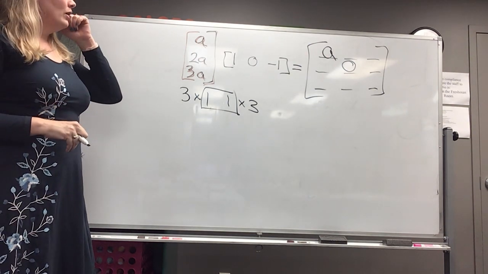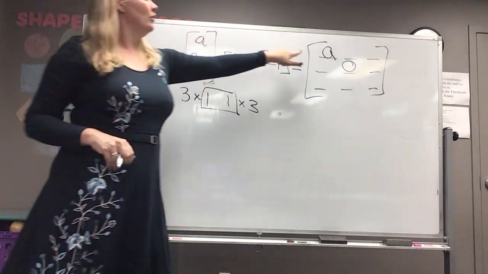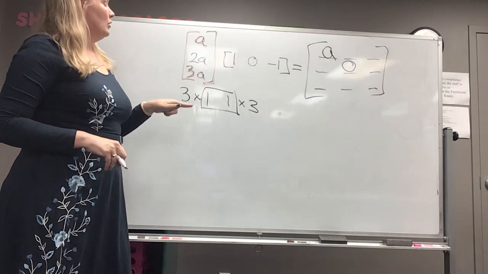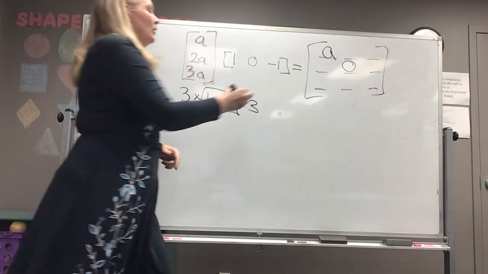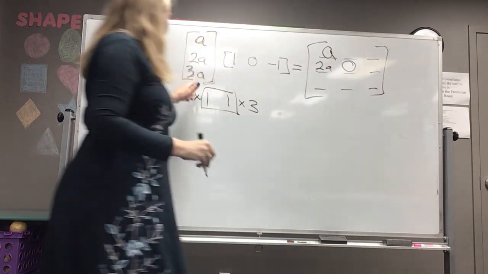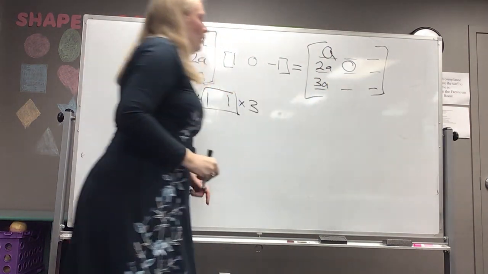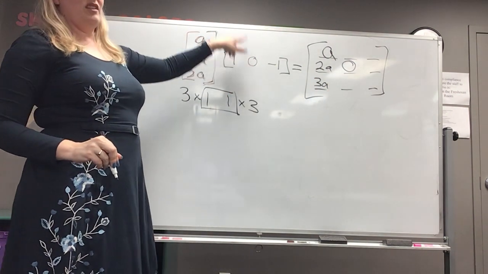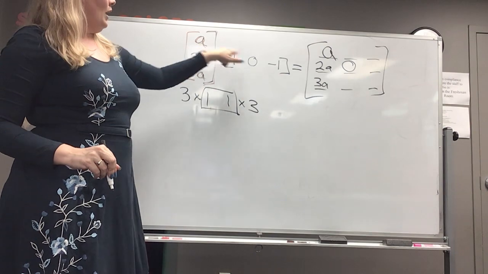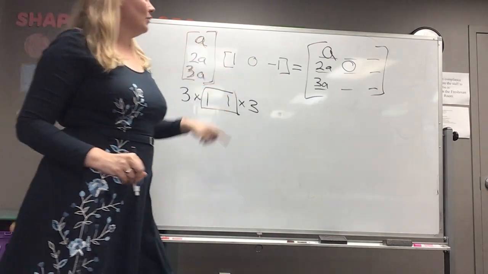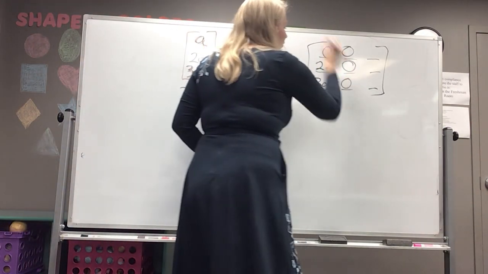So going very quickly, first row, first column, times 1. Second row, first column, 2A. Third row, first column, 3A. Second column, doesn't matter what we do, A times 0, 2A times 0, 3A times 0, 0, 0, 0.